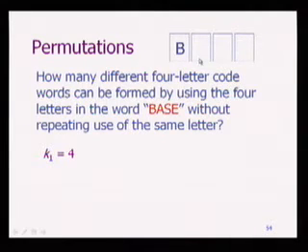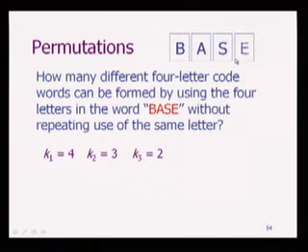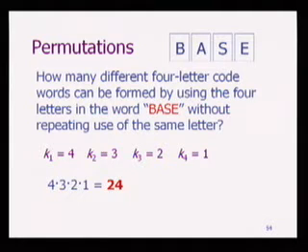Second step, I'm going to fill in the second letter. Since I've chosen 1, I only have 3 other letters to choose from. So the second step, I have 3 ways to fill in that letter. And third step, I have 2 ways, and the last step, 1 way. So if I multiply them together, I get a total of 24 different ways, right? Or 24 different 4-letter code words that you can produce using these 4 letters by rearranging them.